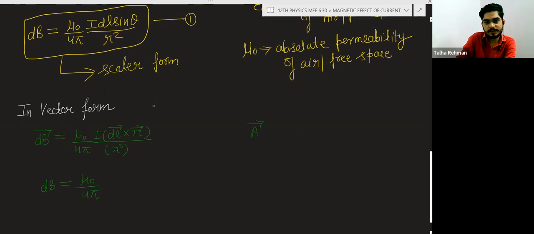If you have two vectors, a cross b, then you should know that this is given by ab sine theta, where theta is the angle between vector a and vector b. Here there are two vectors, so we write it in terms of ab sine theta. So this is dl into r into sine theta divided by r cube. Now when you cancel this r with r cube, the power reduces, and you again get the same formula.